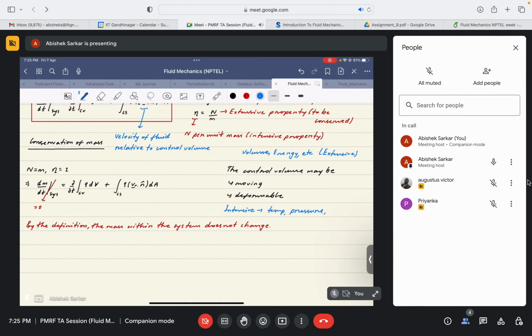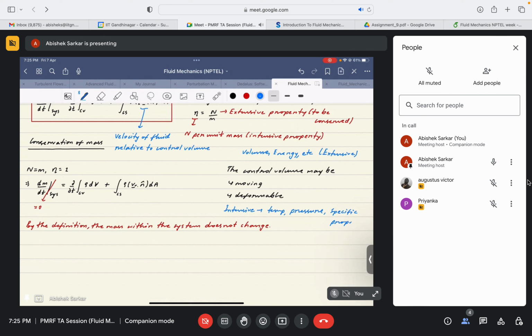Okay, thank you. Other than pressure and temperature, some more. All the specific properties: specific volume, specific energy, specific enthalpy, specific entropy. All intensive. Yeah, these are all intensive properties.